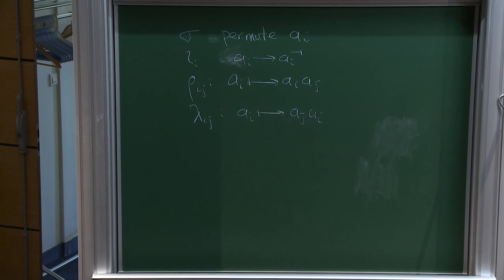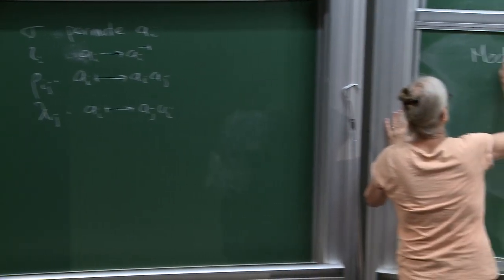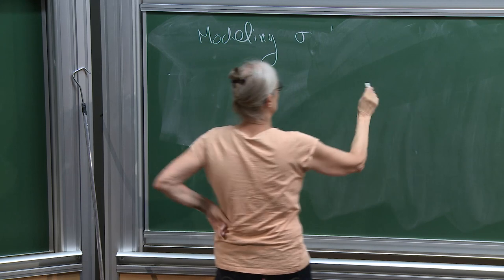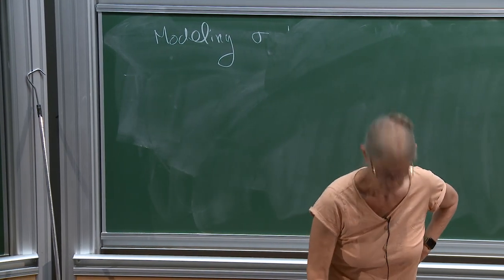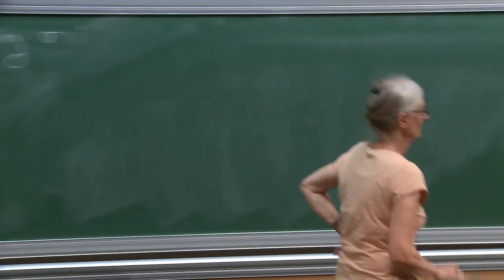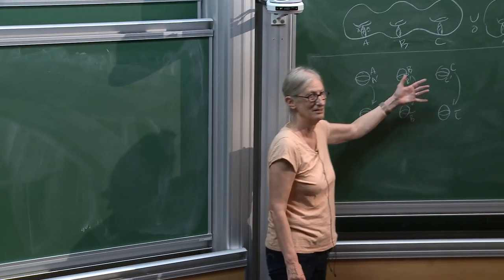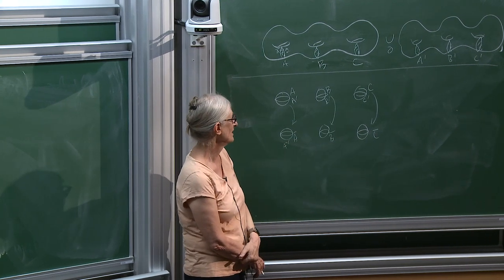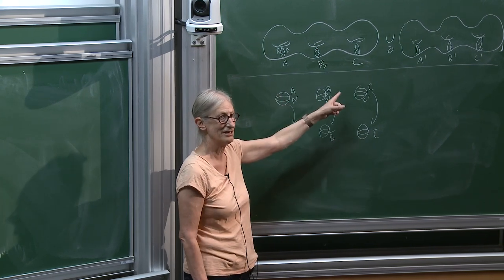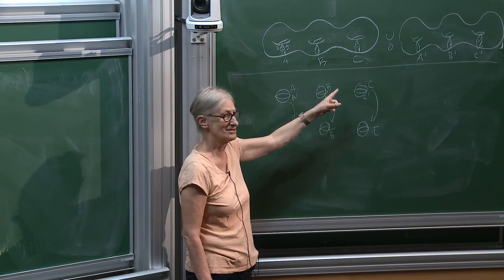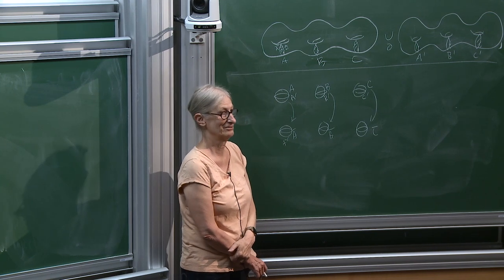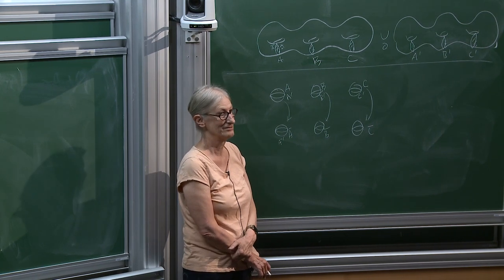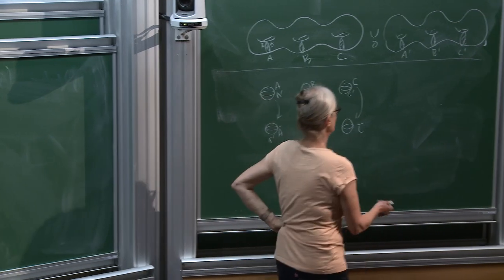So let's do sigma first. Well, it's pretty clear what you do. You just take a homeomorphism of this picture that permutes the A's, B's, and C's. So if I put A over there, B over here, and C over here, you should be fairly easy to convince yourself that what you have is homeomorphic to what you started with. So there's a homeomorphism that sends this guy to this guy, this guy to that guy, and that guy to that guy.